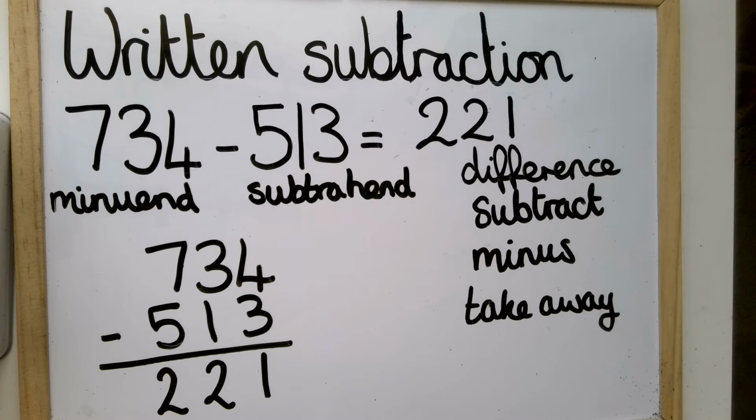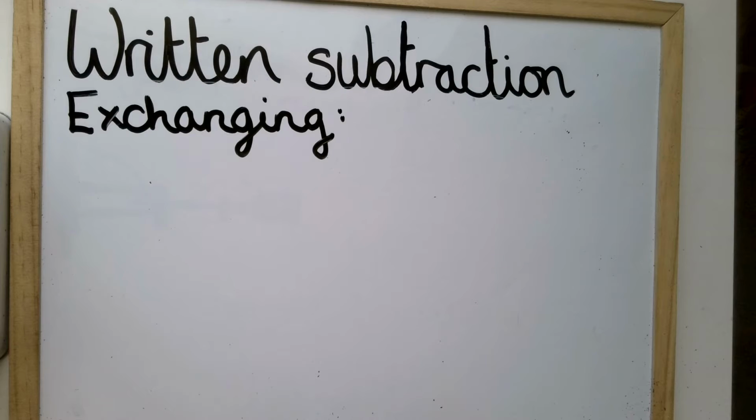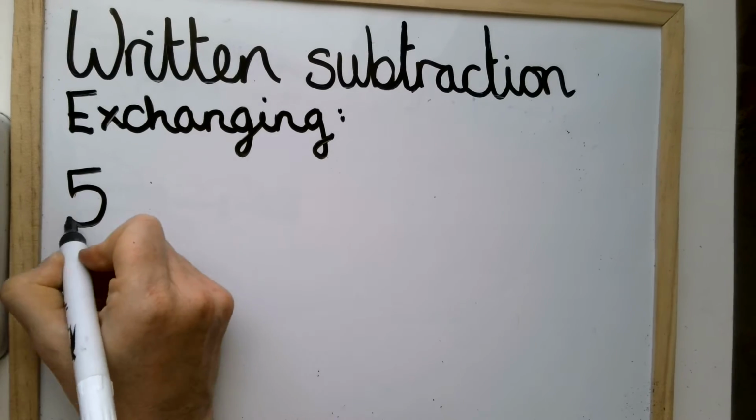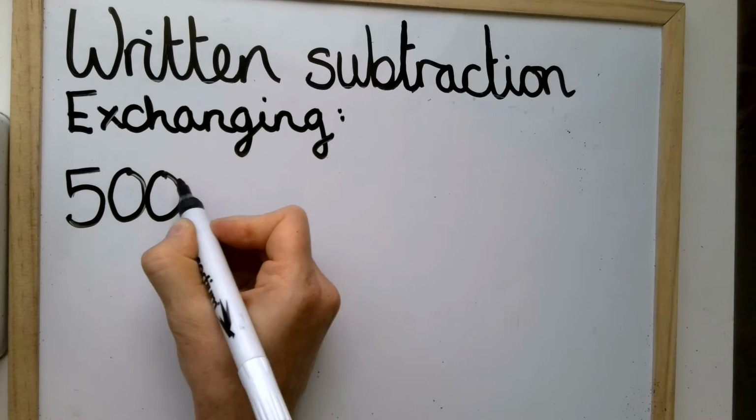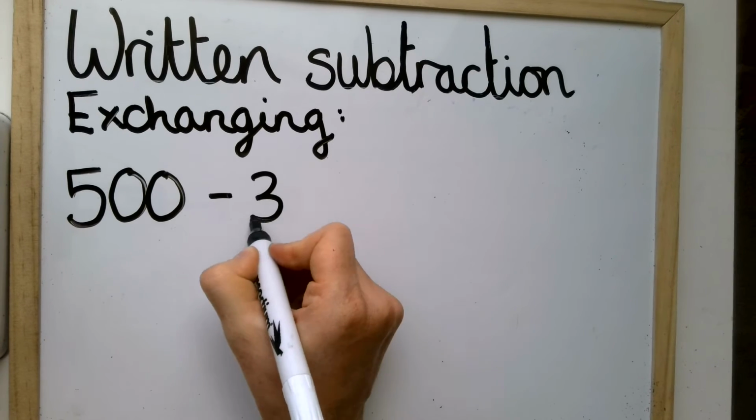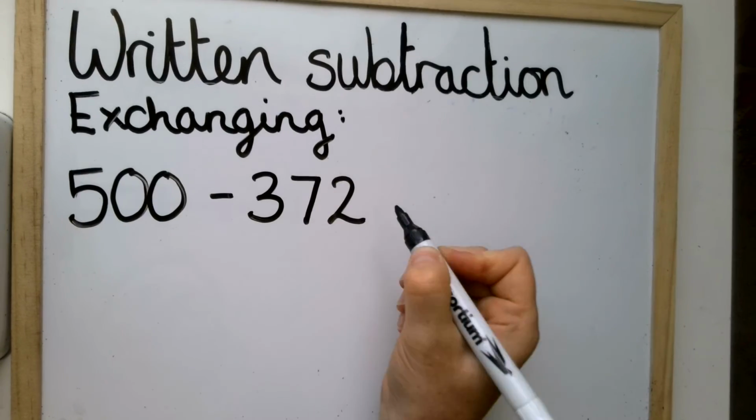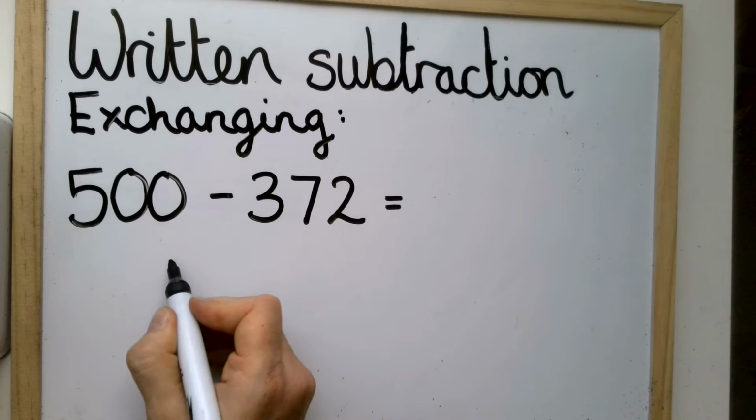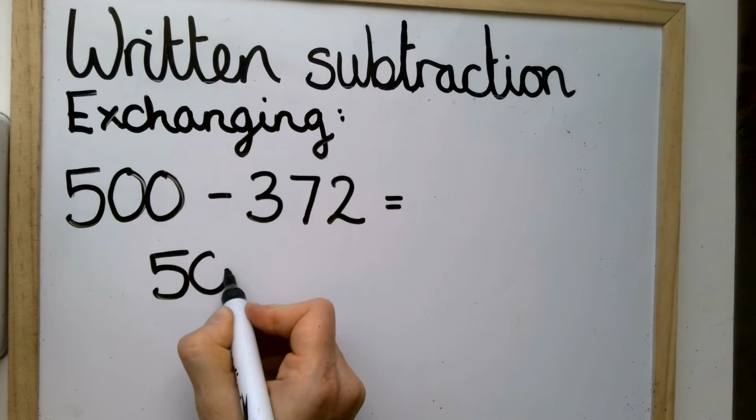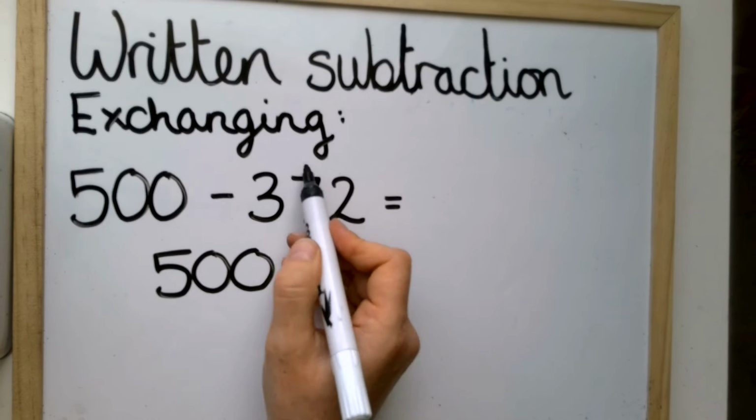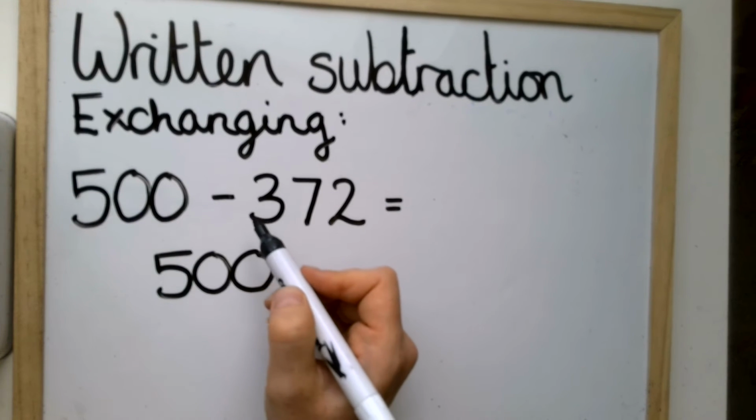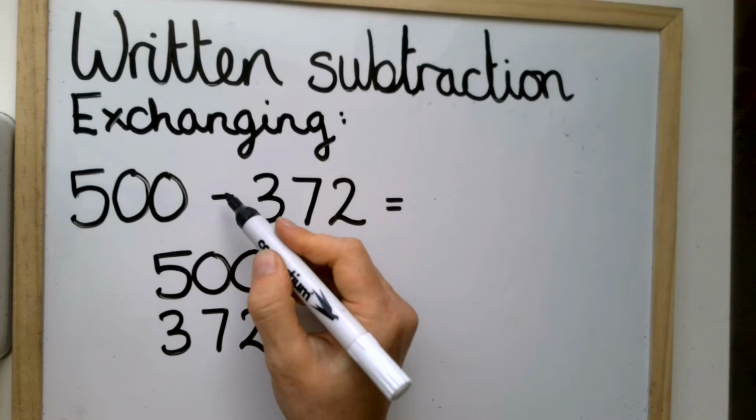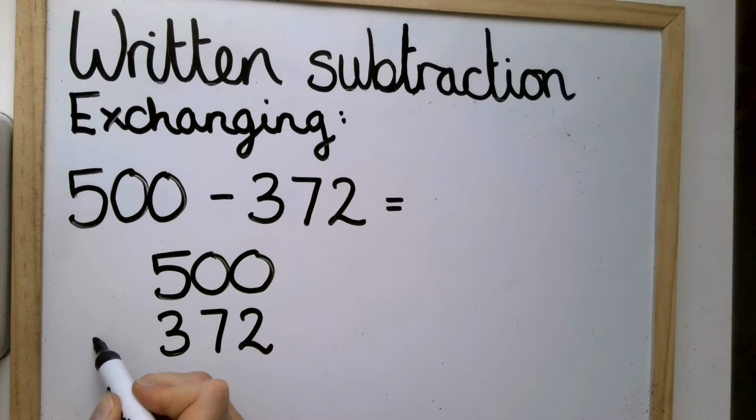Let's have a look at one where I need to exchange. I'm going to look at doing 500 take away 372. So the minuend is my first number, 500. And my subtrahend, the second number, is 372. And I'm checking the calculation, it is subtraction.